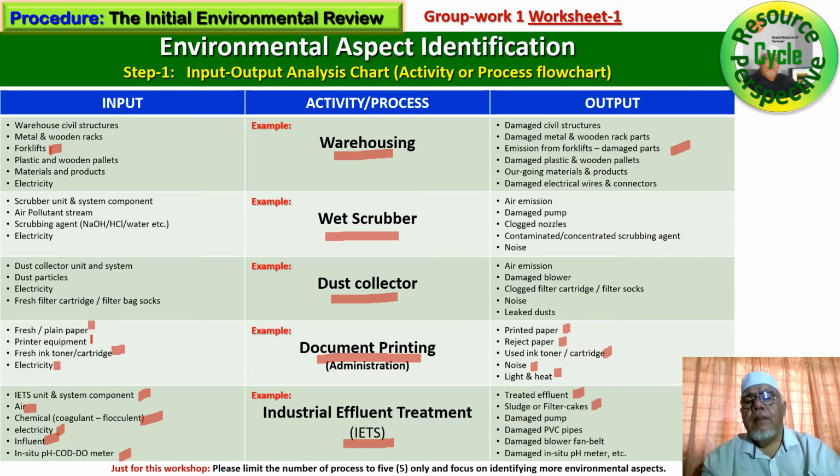Okay, damaged pumps, damaged pipes, of course clogging, etc. All this can break and blow off, belting. Yeah, okay, these are all output environmental aspects. So this is the entire picture of the input-output analysis, and these are all the environmental aspects listed as inputs on the left and listed as outputs on the right.